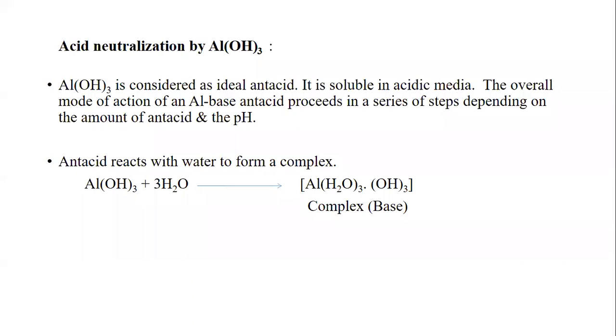So how is this aluminium hydroxide helping in the acid neutralization? You can see it in the reaction which is given below. That is Al(OH)3 reacts with 3 molecules of water to give you a complex which is basic in nature. So the complex, you can see, is given by the molecular formula [Al(H2O)3]+ (OH)3. So this is the complex that is formed when your aluminium hydroxide reacts with water.